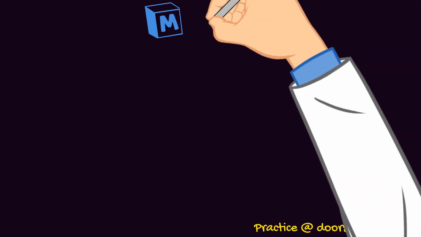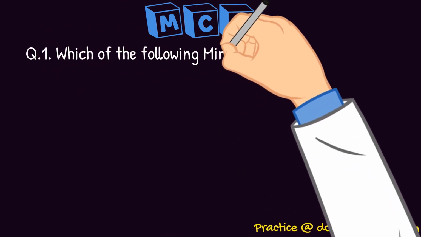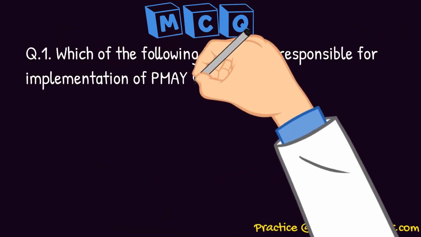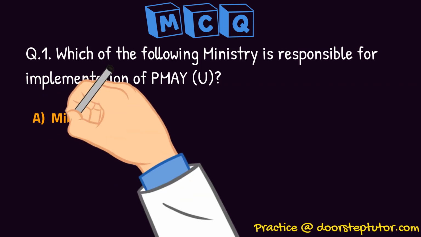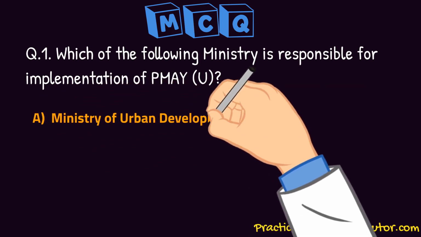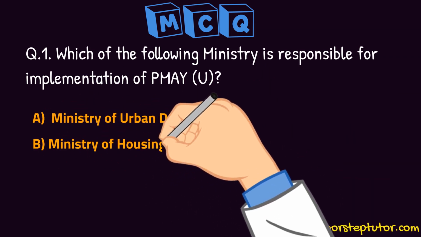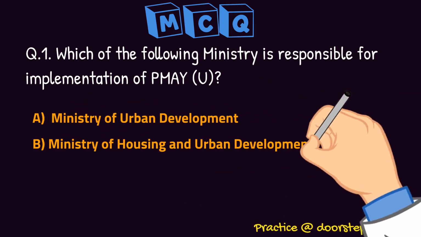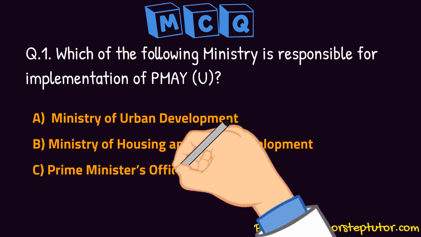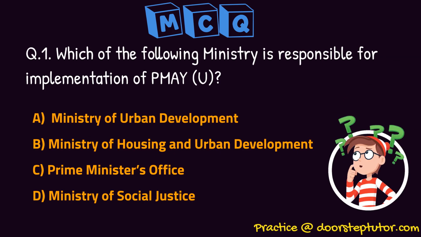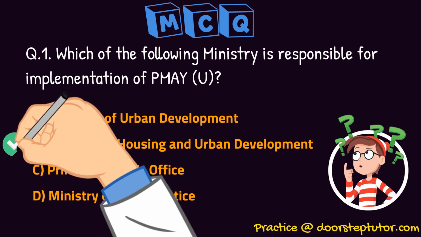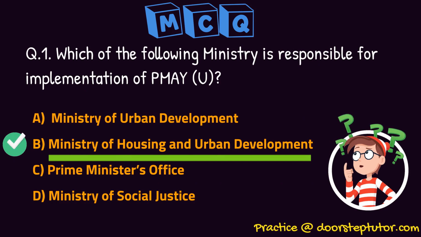Let us solve some multiple choice questions. Which of the following ministries is responsible for implementation of Pradhan Mantri Awas Yojana Urban, PMAY-U? Is it A, Ministry of Urban Development, B, Ministry of Housing and Urban Development, C, Prime Minister's Office, or D, Ministry of Social Justice? Correct answer is B, Ministry of Housing and Urban Development.